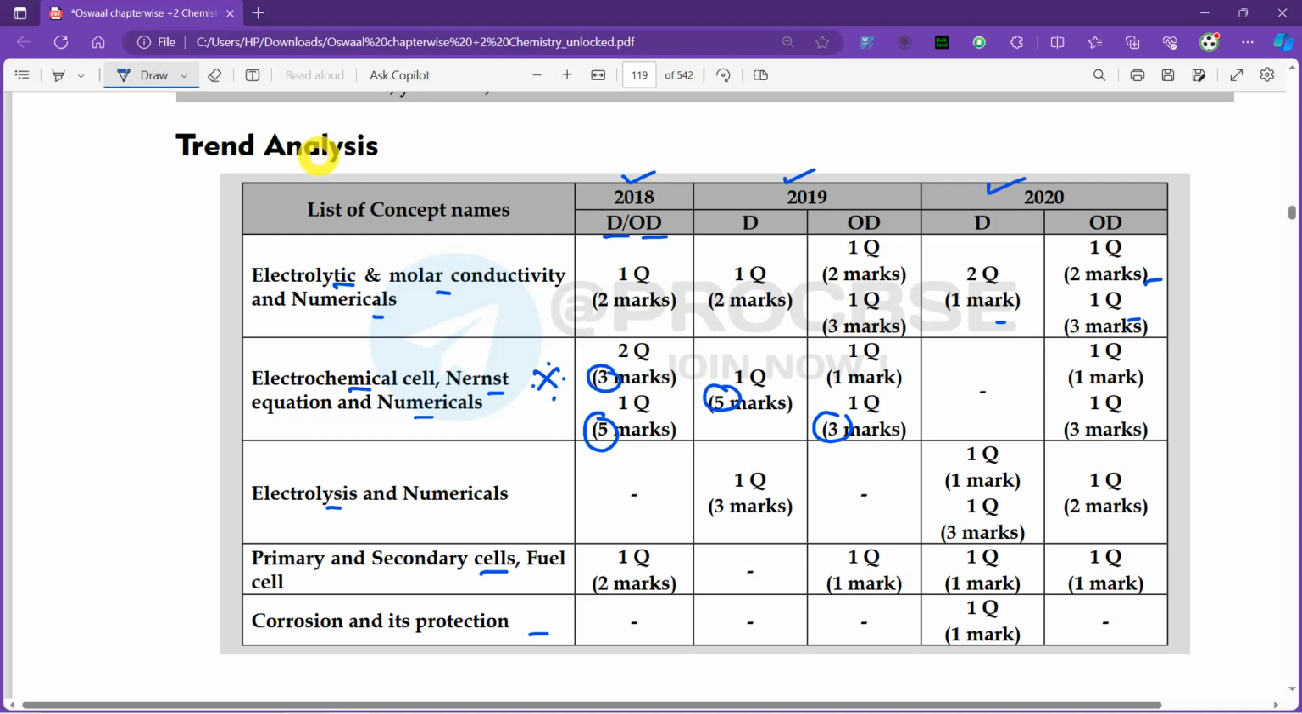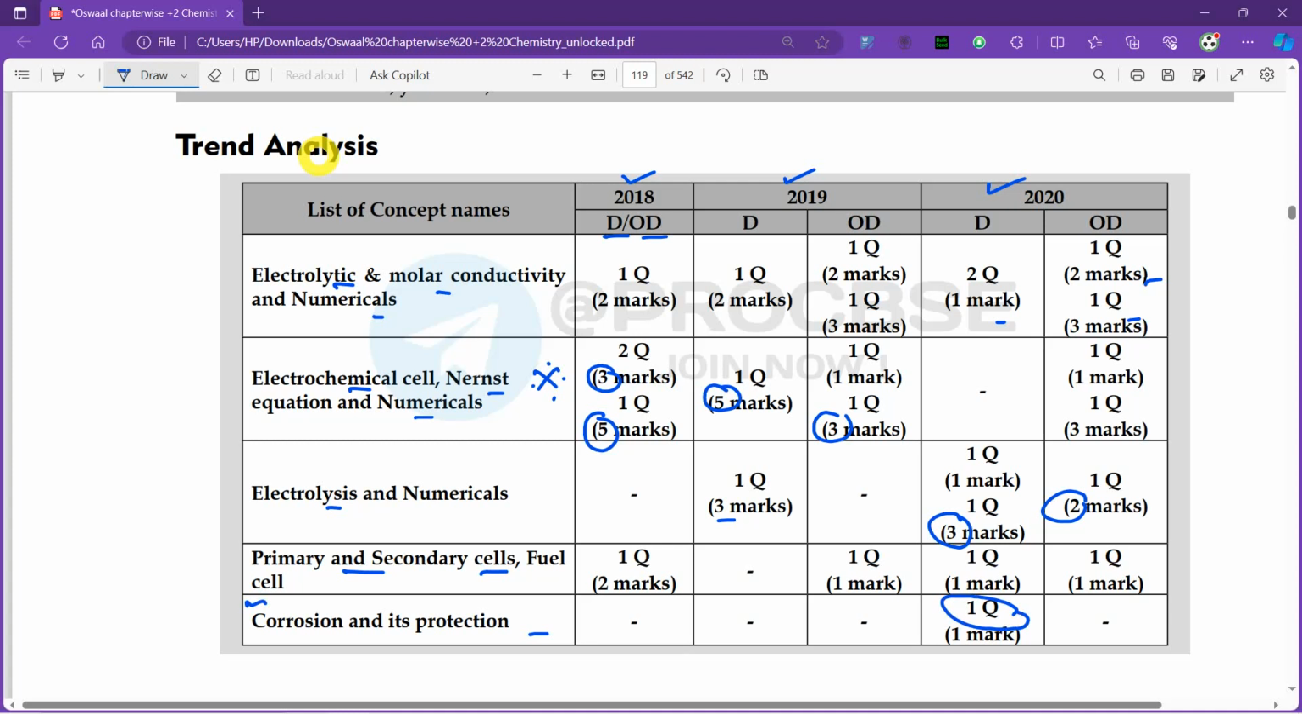So the point is we have to understand that the electrochemical cell Nernst equation numericals will be there in 5 marks as well as 3 marks. Molar conductivity and electrolytic cell numericals will be in 2 marks, 3 marks, and 1 mark. Electrolysis numericals will be in 3, 2, and 1 marks. And cells will be 2 marks and 1 mark only, because cells is a little bit easy. And corrosion, so far in the 3 years, has been asked in 1 mark only. If the question paper is dead easy, at that time a corrosion question may be asked.